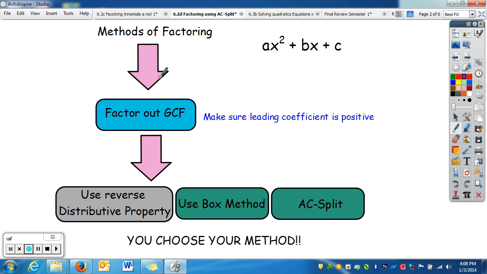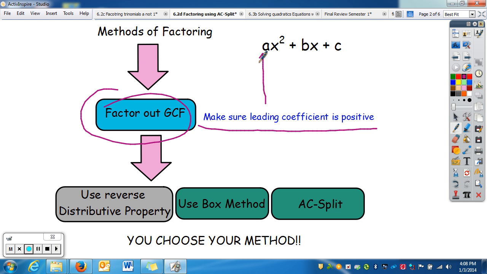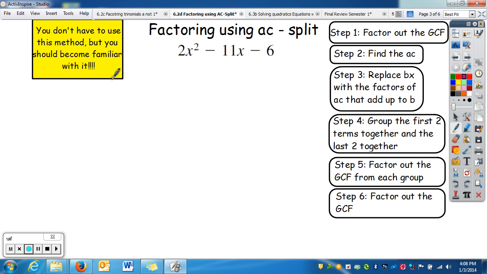Alright, so remember factoring. First thing you do is find the GCF. Make sure your leading coefficient is always positive, your A right there. And then from there, you can use one of the three methods. You can choose your method. You are not required to use all three methods. You can pick which one you want. If you like this one, go for it. If you like using the box, go for it. And if you like this new method, and you want to use it every time, go right ahead. So again, you do not have to use this method, but you should become familiar with it.